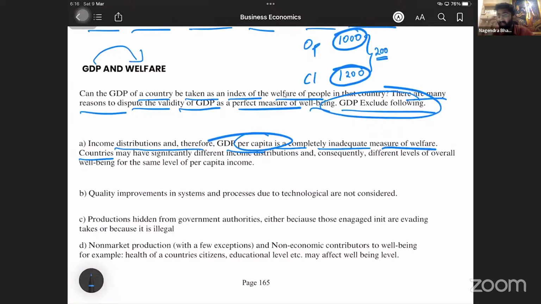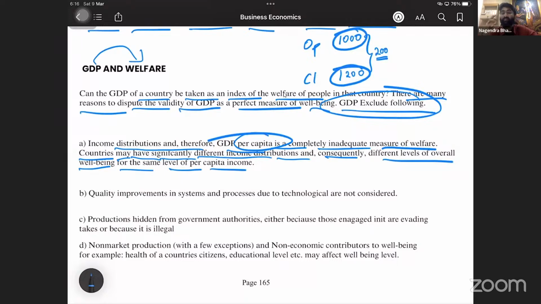You are not earning at all, sir. I am not earning at all. Then your income is zero, no? Don't you think per capita income, the measure with which we calculate per capita income, is a bluff? That is nothing but a lie. So consequently, countries may have significantly different income distributions and consequently different levels of overall well-being for the same level of per capita income. Per capita income is the same for everyone.